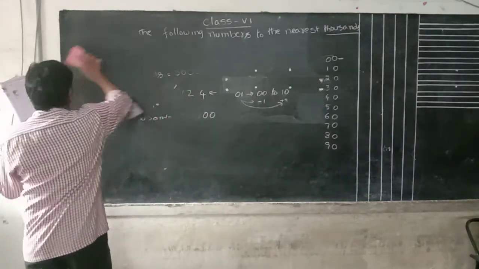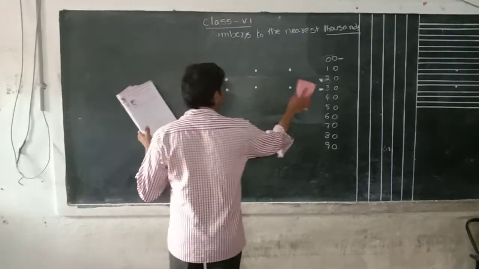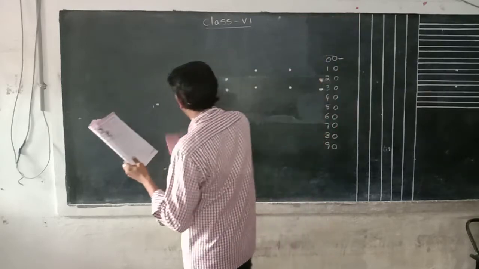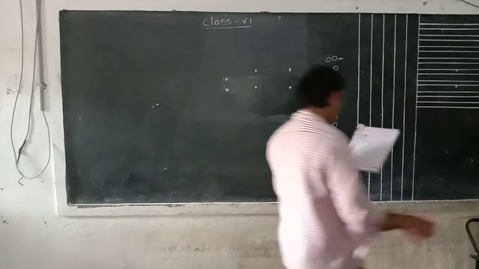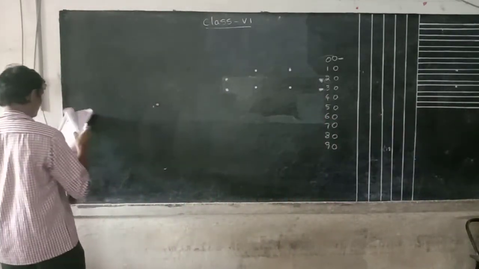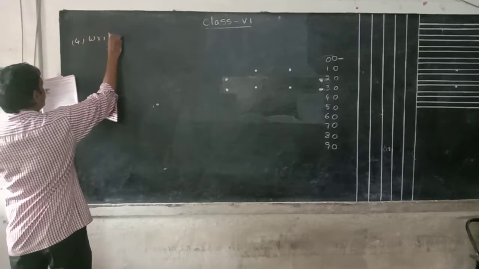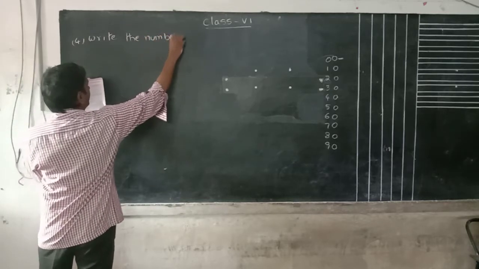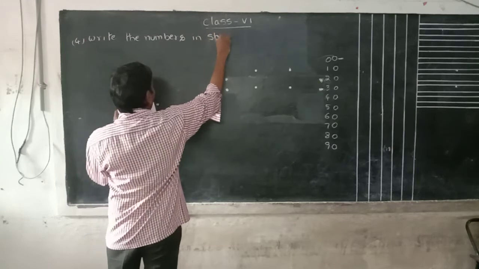We will go for that fourth Roman. What is the fourth Roman here? Write a short form. Fourth Roman, write the numbers in short form.